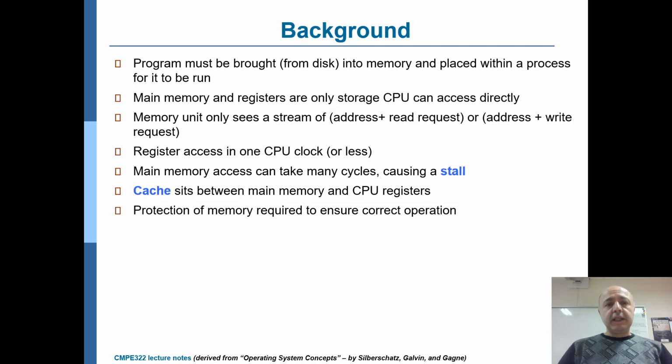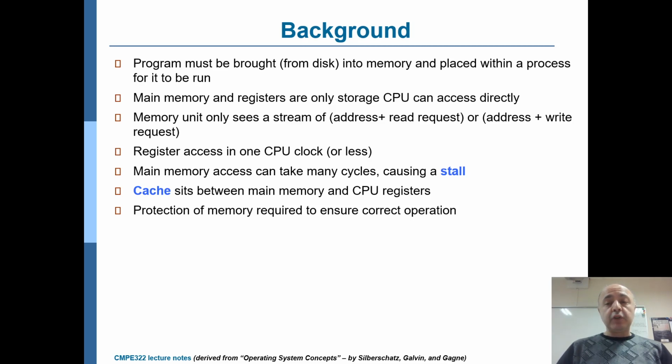So just for the background, remember that in order to run a program, you first create a process, and that process is created by bringing the binary code, the instructions of the program from the disk into the memory. And also some additional space is required for the stack, heap, and others. The main memory and the registers are the only places the CPU can access directly. The CPU, remember, cannot read from or write to the disk directly. It has to go through the controllers.